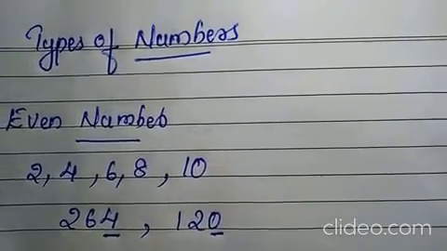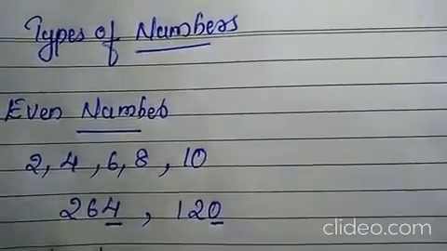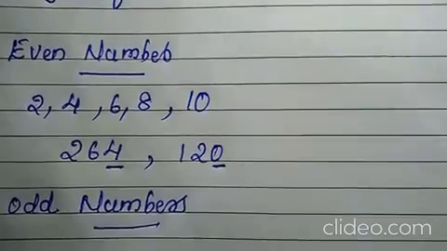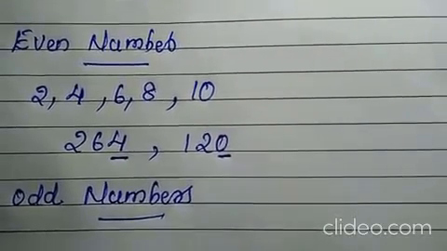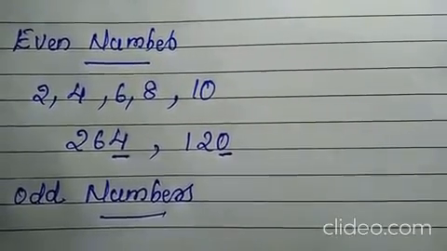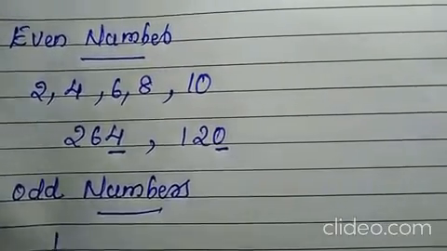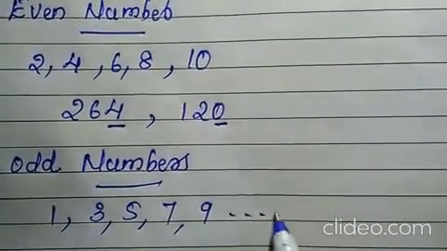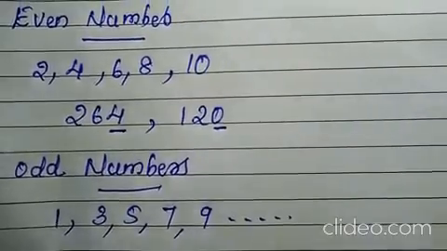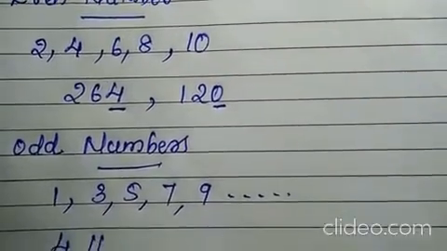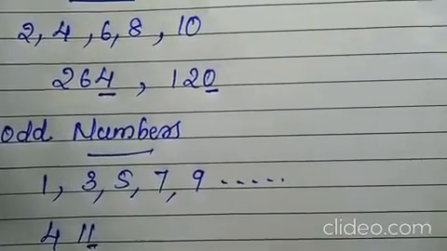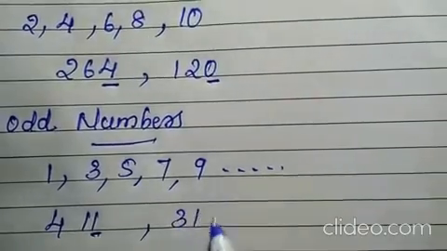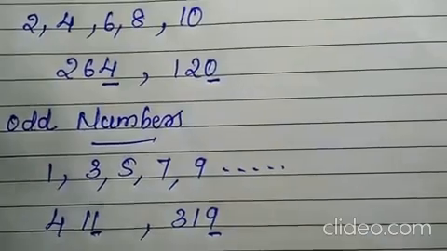And the next is odd number. What is odd number? A number which is not exactly divisible by 2 is called an odd number. So examples of odd numbers are 1, 3, 5, 7, 9, etc. Understood? So 411. The ones place is 1. So we can say that this is an odd number. Understood? 319. This number is an odd number.